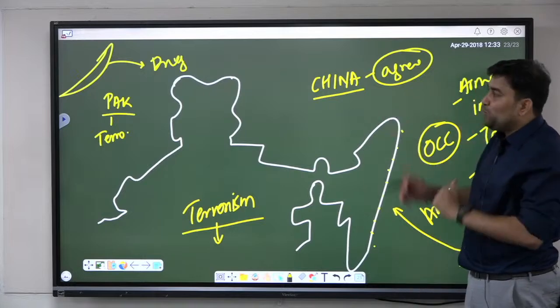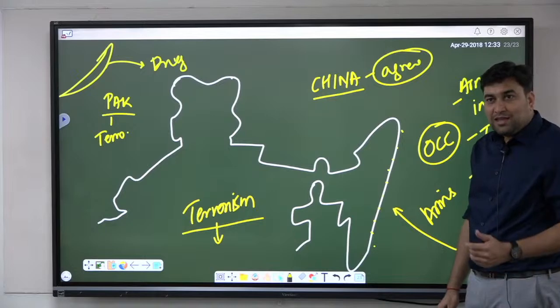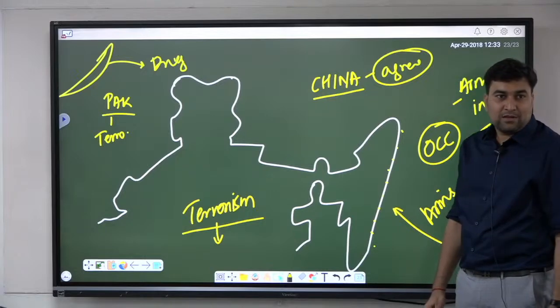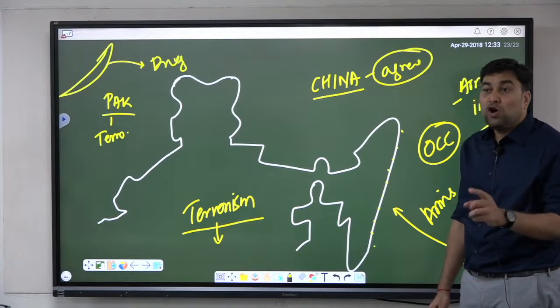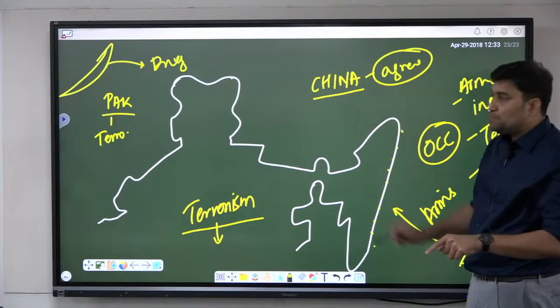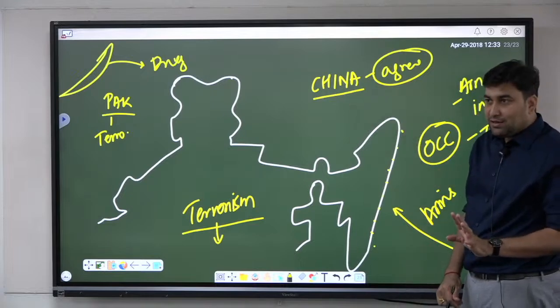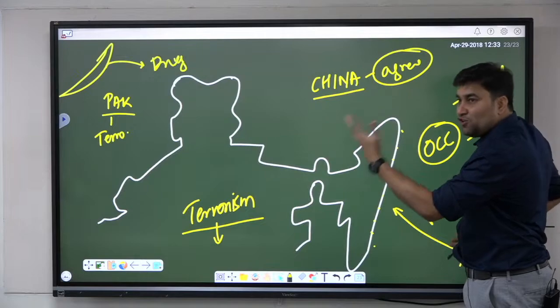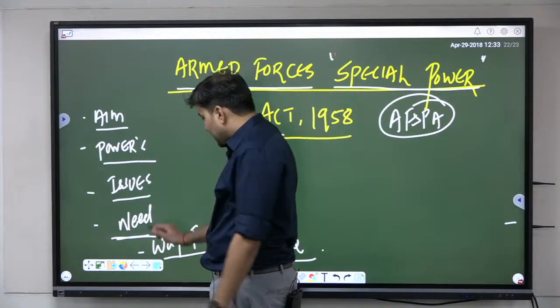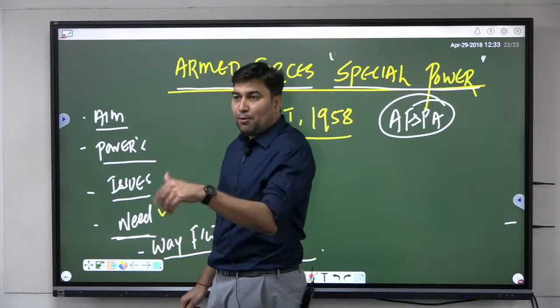Now, if this is the situation, then to deal with certain extraordinary situations, we need certain powers. Powers to whom? To the law enforcement agencies and the forces. That is why we need AFSPA. Getting the idea? So because of these unfriendly neighbors and multiple problems, what do we need? We need AFSPA. This is actually essential. But there are problems that we will discuss.